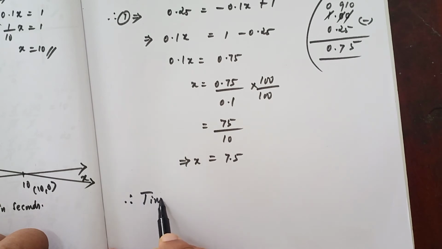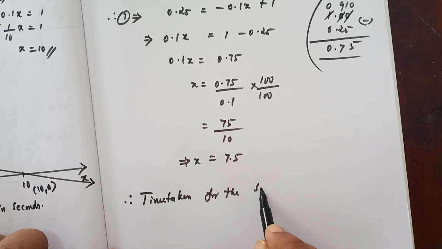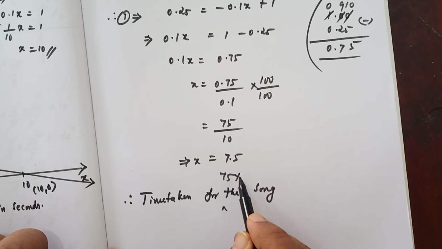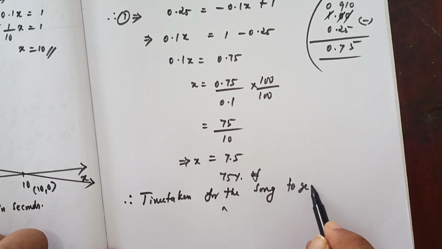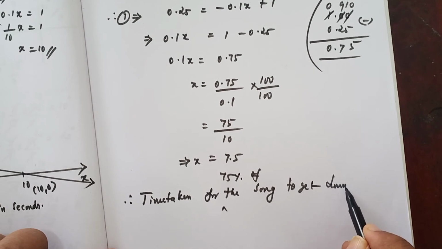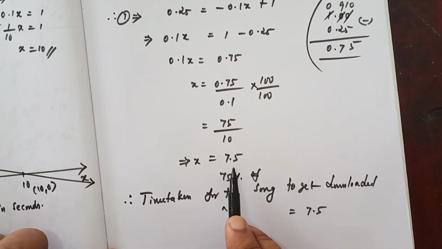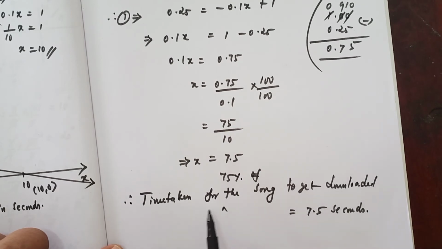Therefore, time taken for the song, 75% of the song to get downloaded equals 7.5 seconds. Time taken for 75% of the song to get downloaded equals 7.5 seconds. Subdivision number 3 is over. Now subdivision number 4.